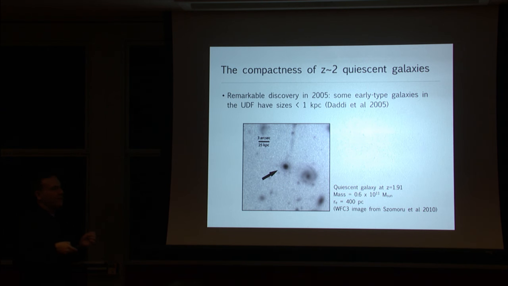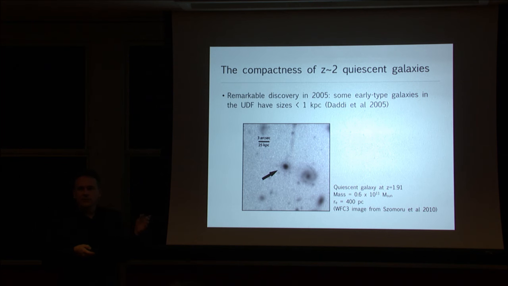The half-light radius of this object is 400 parsec. We're 8 kiloparsec from the center of the Milky Way. But here half the mass of this galaxy is in less than half a kiloparsec, and it's more or less unresolved. This is a diffraction ring and diffraction spikes of Hubble. So it looks like a star if you didn't know any better. But it's a galaxy, and it's a massive galaxy, as massive as the Milky Way.